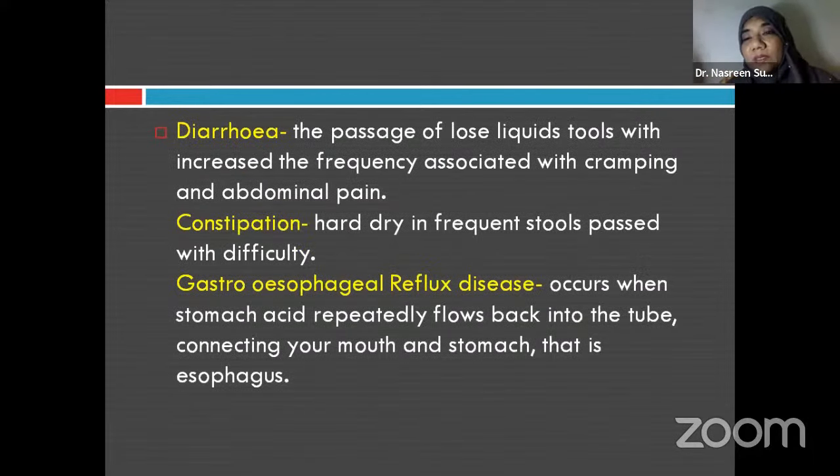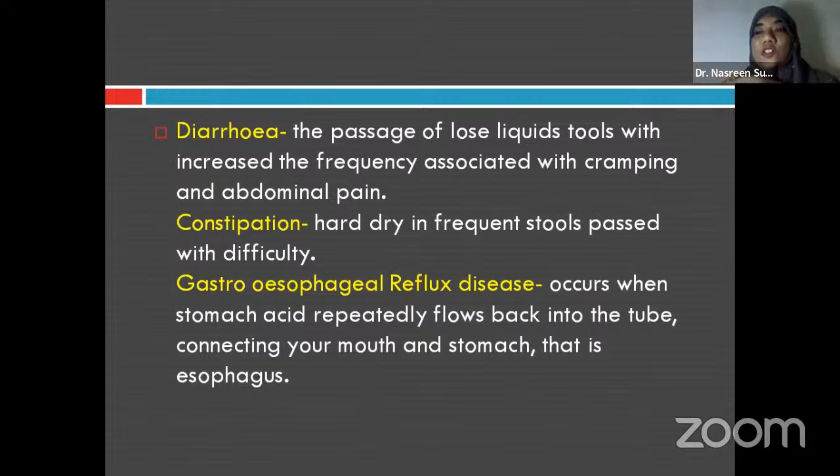Next, the other common things: diarrhea, constipation. Diarrhea means passage of liquid stools, okay, with increased frequency, and it is also associated with cramping and abdominal pain. Next, you have constipation. Constipation means hard, dry, infrequent stools passed with difficulty.